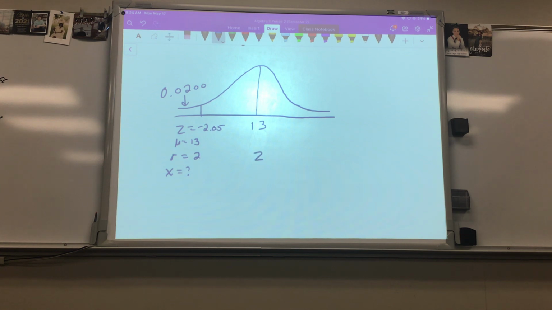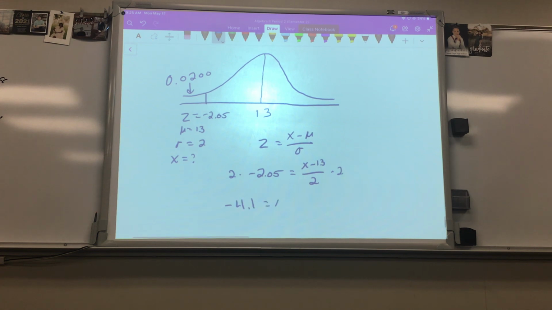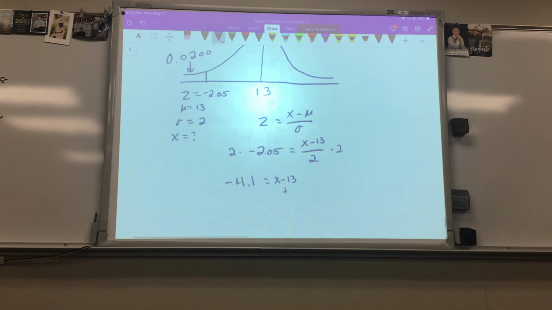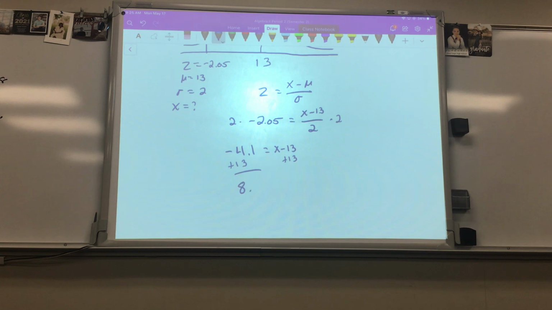So again, z is equal to x minus the mean, or average, divided by the standard deviation. Plug in what we know, right? Multiply both sides by 2. Just slow down. Last step then. What do we get? 8.9. On that packaging, they're probably going to say 8.9 years.